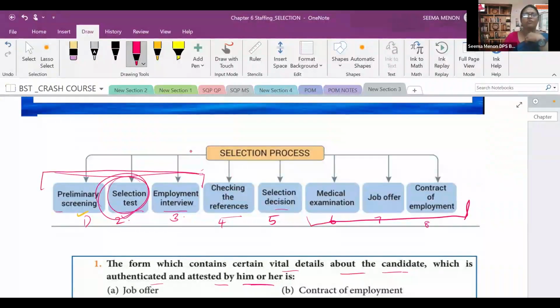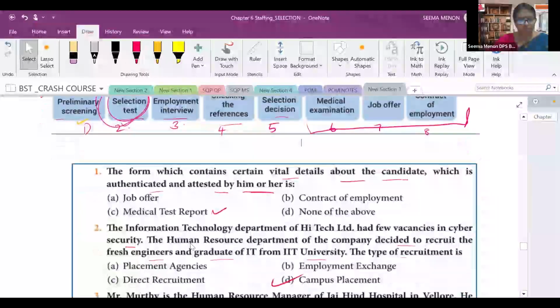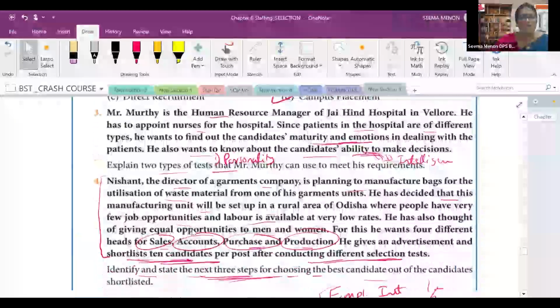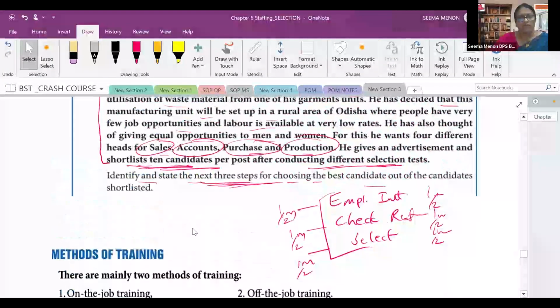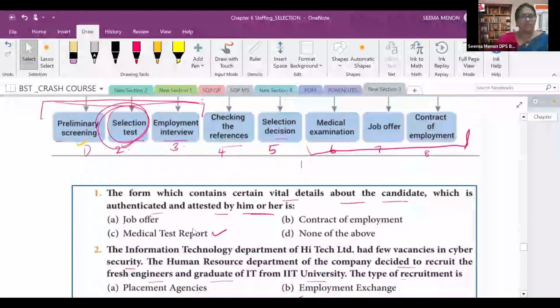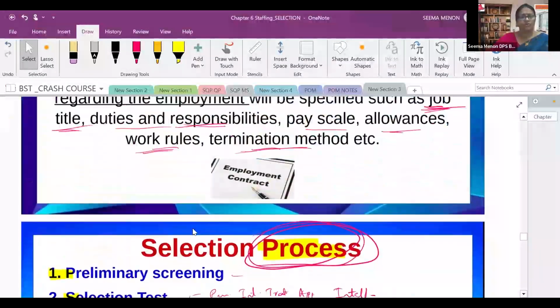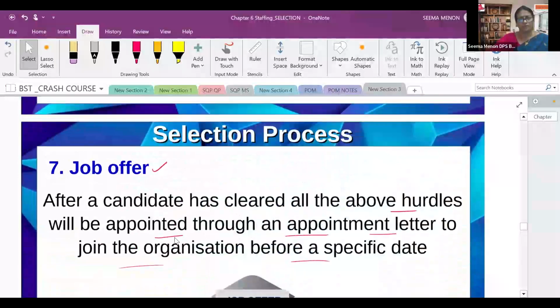Okay. So you have to prepare this selection process very well. Process means in the order only. It should be according to the order. You cannot write in jumbled order. I hope all these questions, whatever we discussed, are also clear to you. If no doubt, let's proceed into the next one, method of training. So if you want a recapitulation, let's have it again.